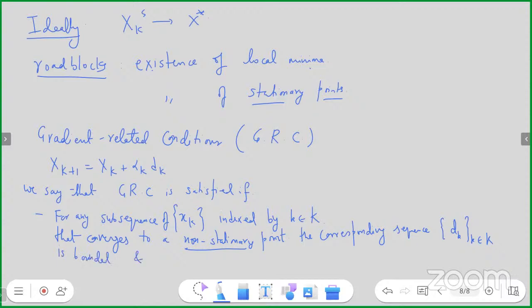and the derivative of f of x_k times d_k is less than 0, with the limit supremum taken over k, so these are two conditions.